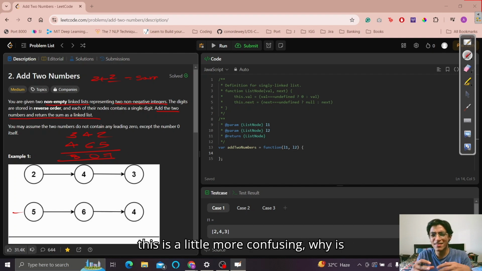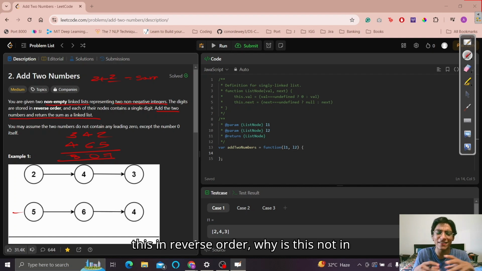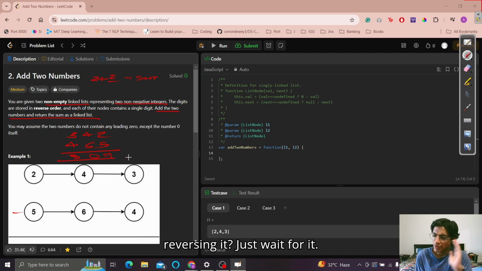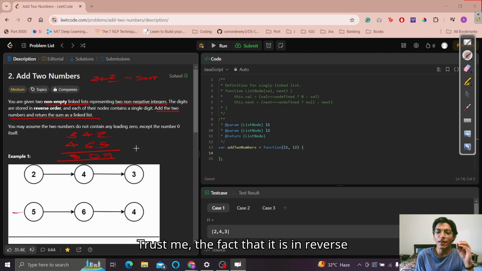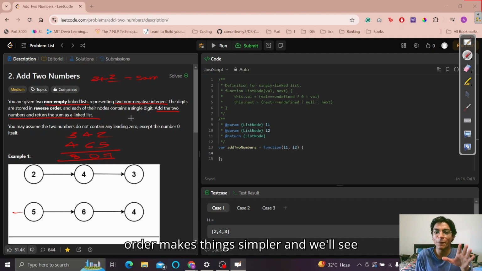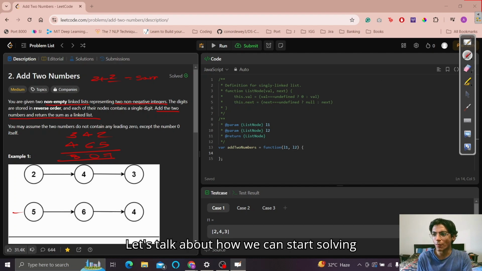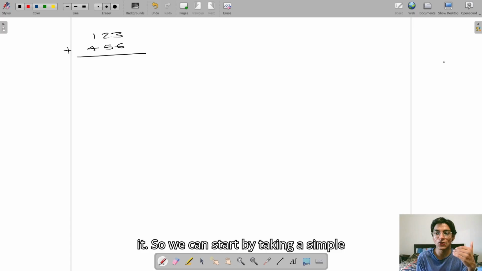Now you may think that this is a little more confusing. Why is this in reverse order? Why is this not in the actual order 342? Why are they reversing it? Just wait for it. Trust me, the fact that it is in a reverse order makes things simpler, and we'll see why. Okay, that's basically the question. Let's talk about how we can start solving it.